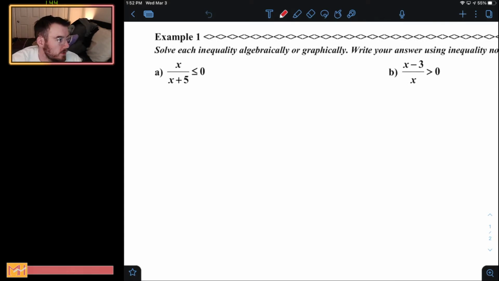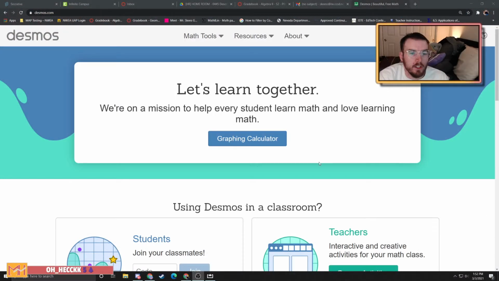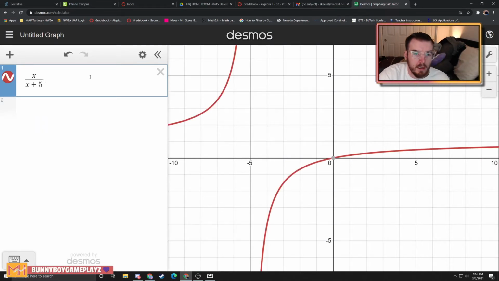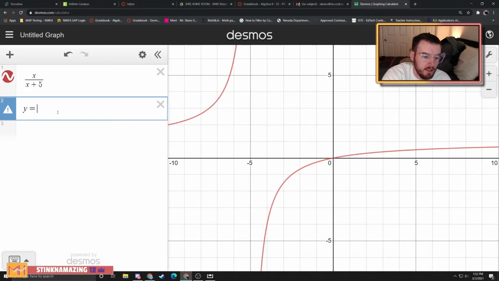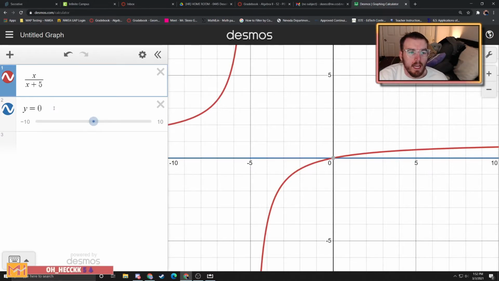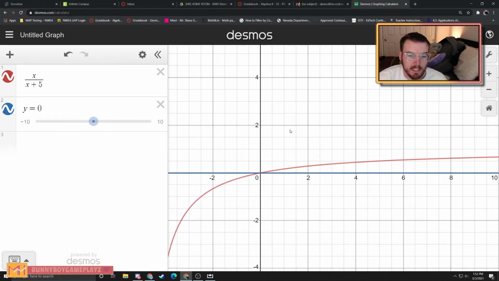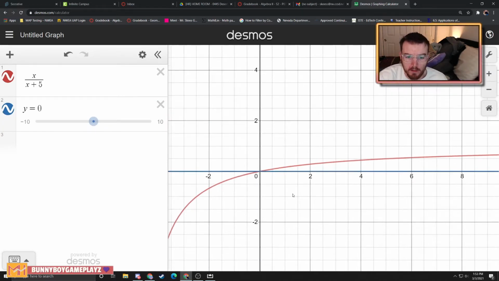So I'm going to use my trusty friend Desmos. And as you can see here, it says x over x plus 5 is less than or equal to 0. So I like to think of where is x over x plus 5 less than or equal to 0. If we jump in to Desmos and type that function, we're asking ourselves, where is this graph less than 0? Well, I've plotted the graph and I've plotted the line y equals 0. Where is my function less than or equal to 0?